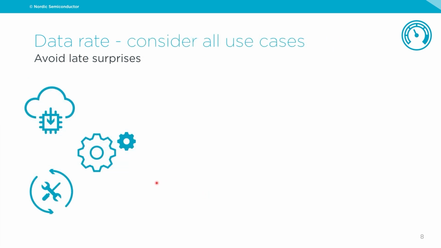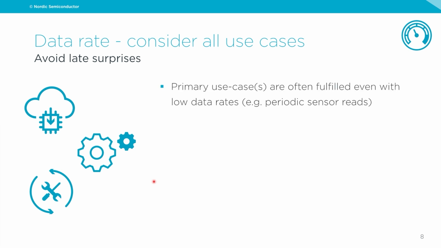And the other thing to consider when it comes to data rate is that you need to look at all the use cases, everything you need your IoT device to do, so you don't have unpleasant surprises later down the line. It is true that very often the primary use cases of your device will be fulfilled quite well, even with low data rates. Things like you have a sensor, you want to read it periodically, once an hour, even once a day. Yes, you can have low data rates. They will perfectly fit into the use case.